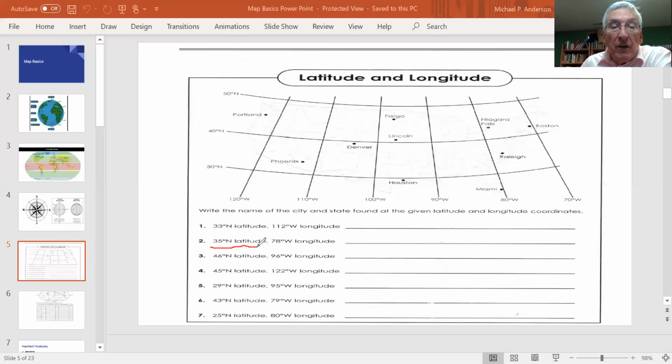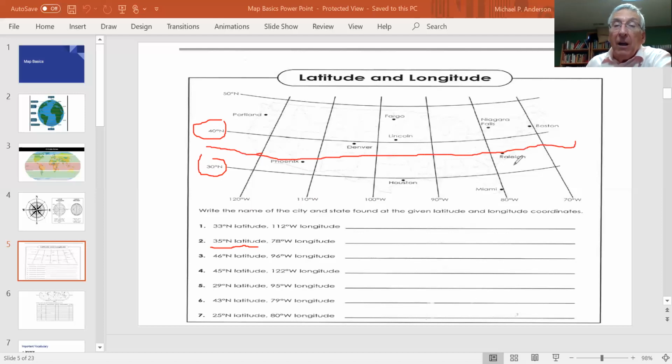This one is 35 degrees north latitude. So here's 30 degrees north latitude. Here's 40 degrees north latitude. So we're looking for 35, which is about in the middle. We just kind of draw a line across the middle, and it looks like it's going to be Raleigh, isn't it? But we got to check the longitude.